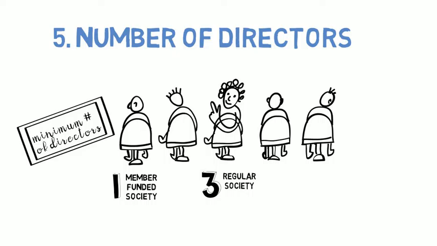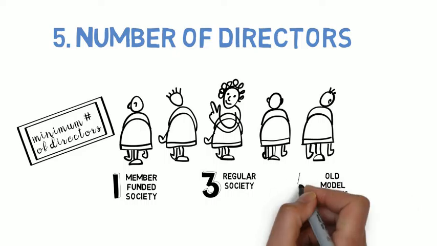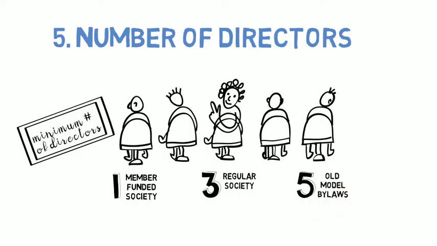The old Schedule B model bylaws set the minimum number of directors at 5 directors. The new model bylaws set the minimum number of directors at 3 and the maximum at 11. In considering your options, note that the provision in the new model bylaw setting a maximum of 11 directors is just a suggestion.